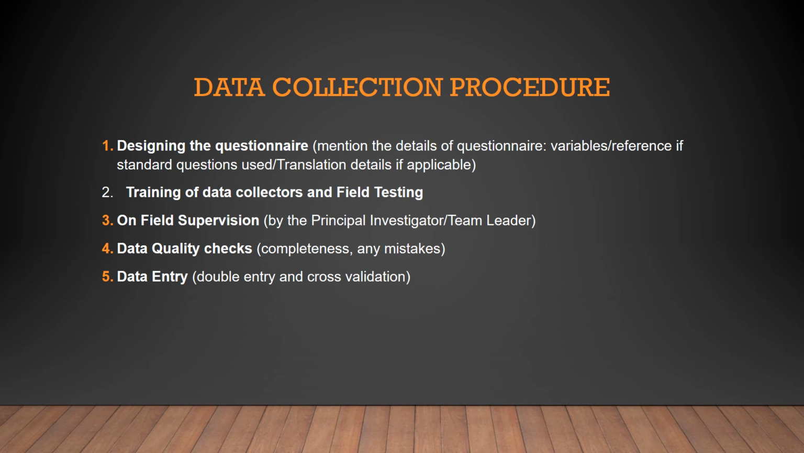Then data quality checks. We do office editing or field editing to see the completeness of the data, to see whether there are any mistakes. So data quality checks are important in that regard. And then is the data entry. Usually double entry is done to avoid any biases or errors, and cross-validation is done. Validation, reliability, and validity we will discuss in the coming few lectures.